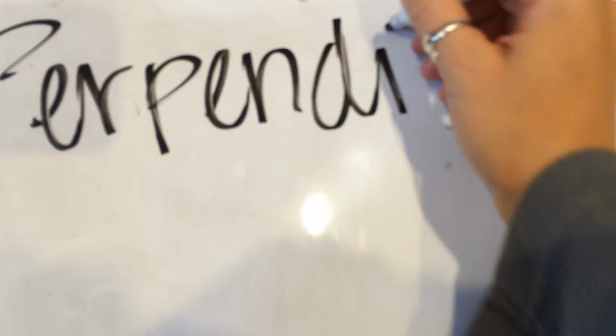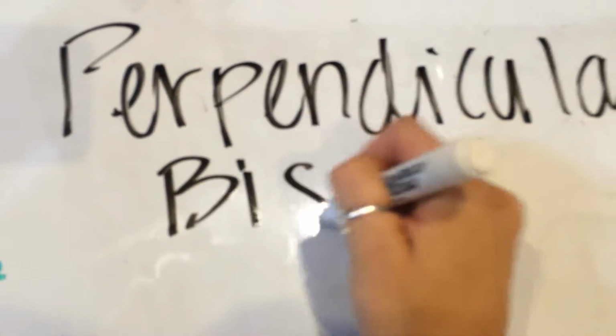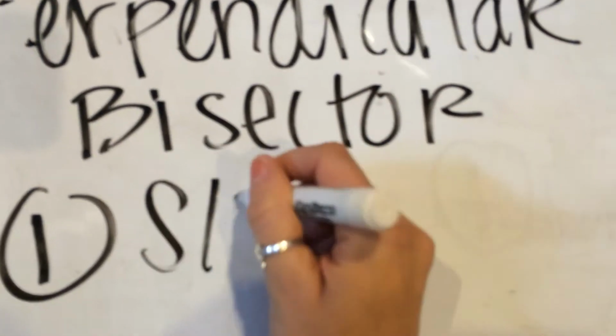perpendicular, that's my dog in the background, bisector problem. Remember, one, you need your slope.